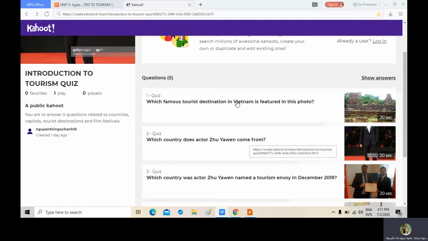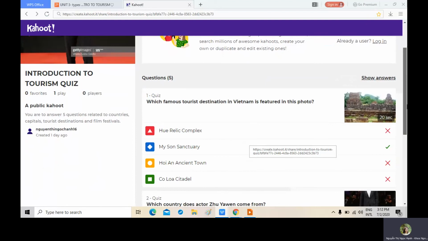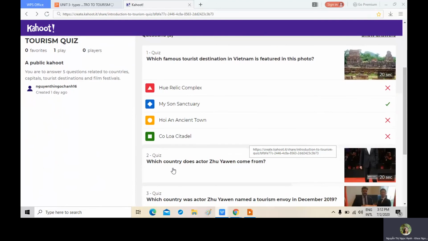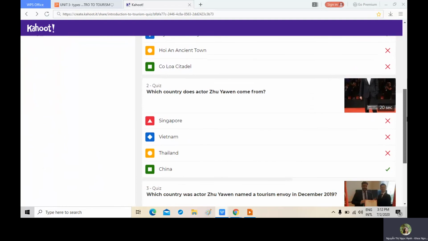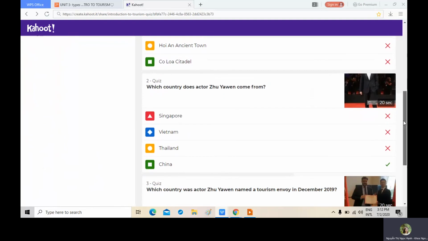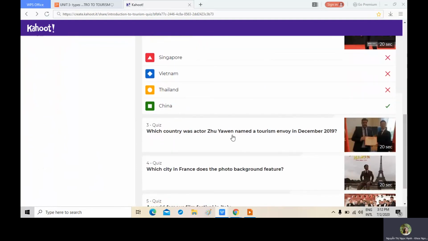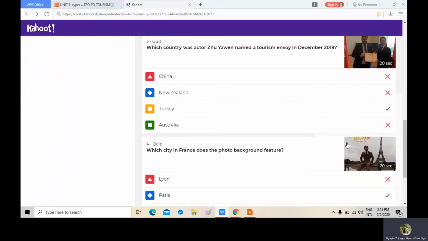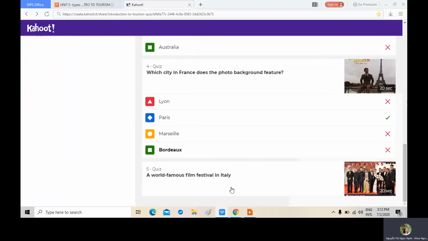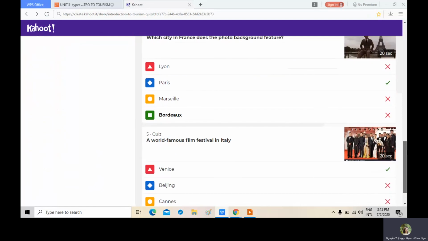Okay, time's up, everyone. Okay, so the winner is team number 2. Okay, so congratulations. And now I will show you, right? So you, of course, you know the correct answer, right? And question number 1 and question number 2. Actor Zhu Yawen, right, from China, right? So he's my favorite actor. Yes. And question number 3, question number 4, question number 5. Okay, so we've got the winner here.